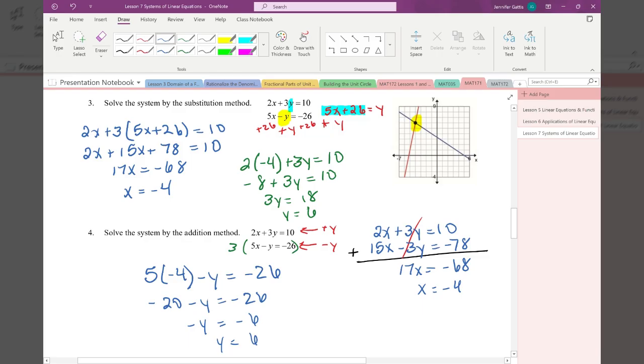Okay. Now with both of these, this is not the end of either one of these. We cannot leave our answer in x equals and y equals form. Remember, the answer is a point. So our final solution for both of these is going to be the point, negative 4, 6. So remember, the solution to any system of equations is always a point.